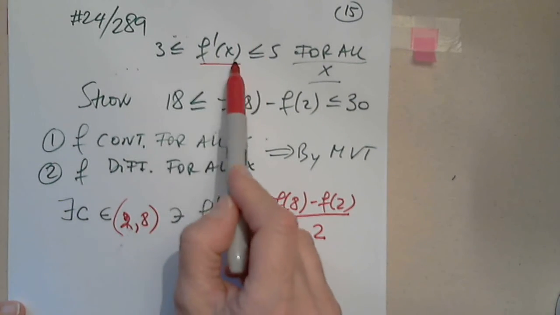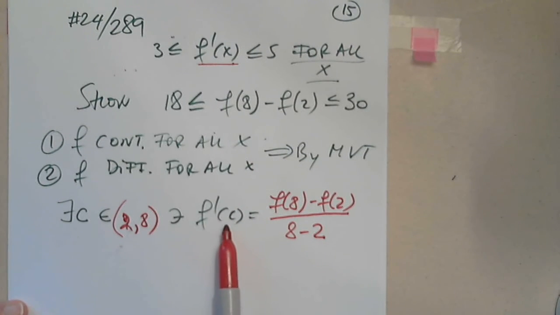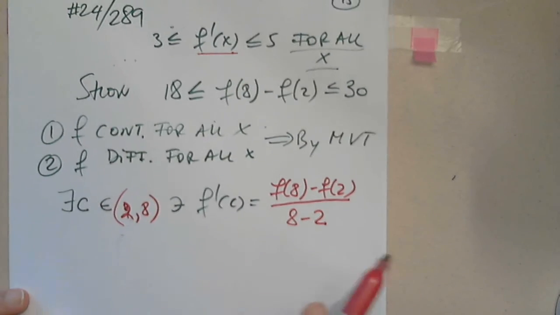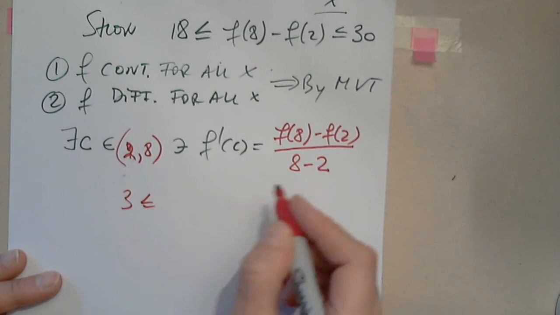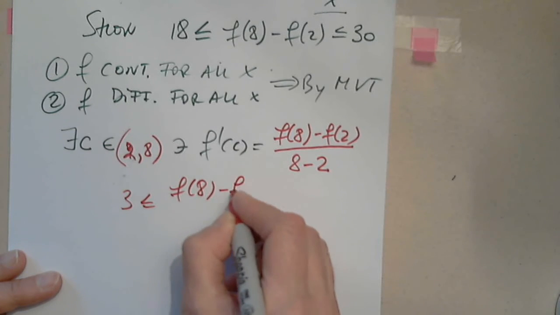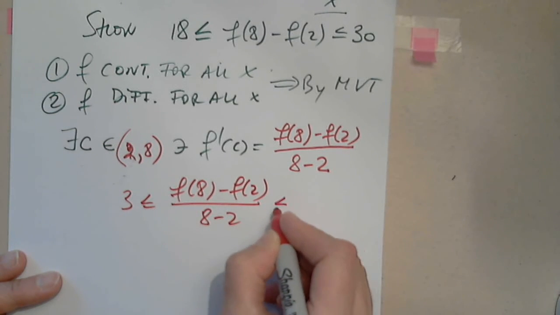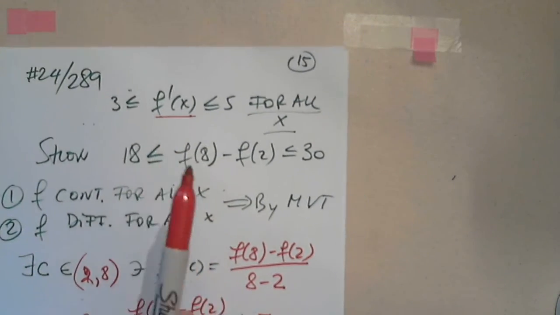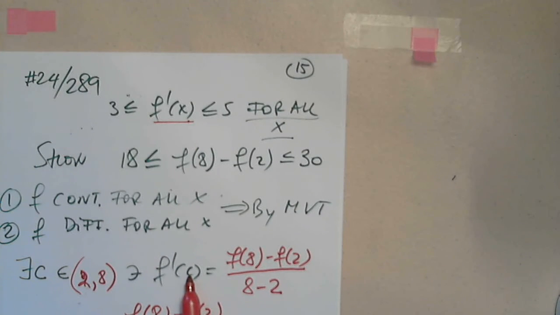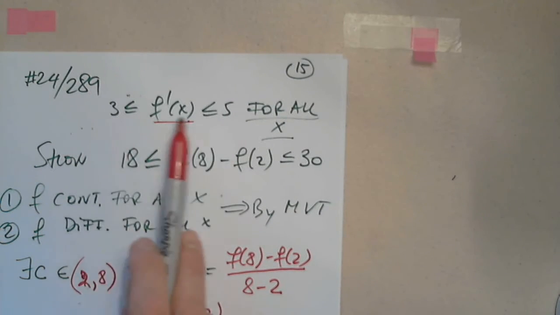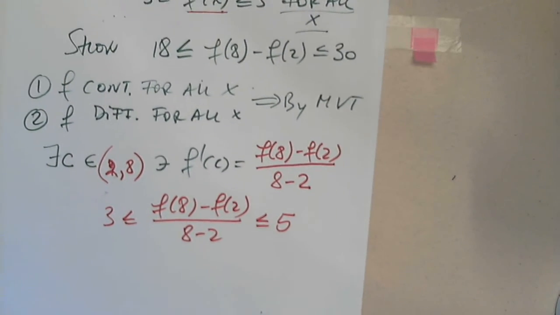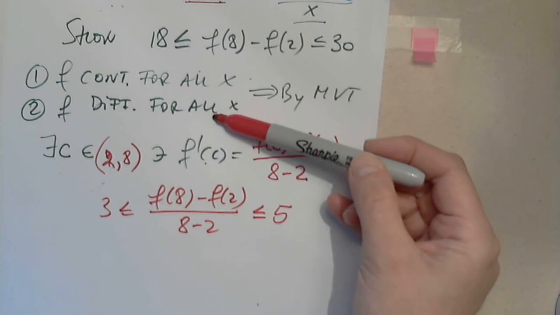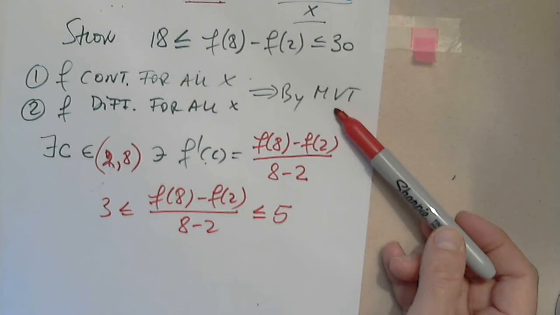I'm also told that f prime of x, for any C, if you want, must be bounded. So this expression must be bounded as well. Because that's what this says. It says for any x, including this, the derivative is bounded between 3 and 5. Okay. So, but the derivative also equals this. As long as the function is continuous and differentiable, the mean value theorem is applicable.